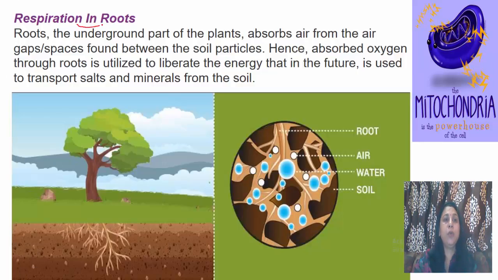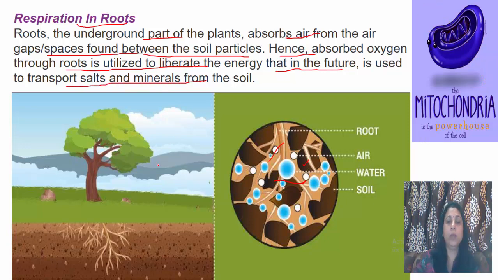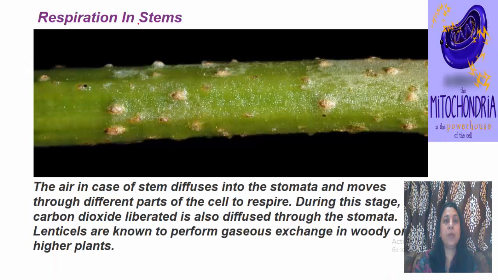Now respiration in roots. Roots, the underground part of the plant, we know, absorb air from the air gaps or the spaces found between the soil particles. You can see in the soil particles, these are the roots and these are the air gaps. Means the air trapped in the spaces present in the soil particles gets into the root. Hence, oxygen absorbed through roots is utilized to liberate energy that is later used to transport salts and minerals from the soil.